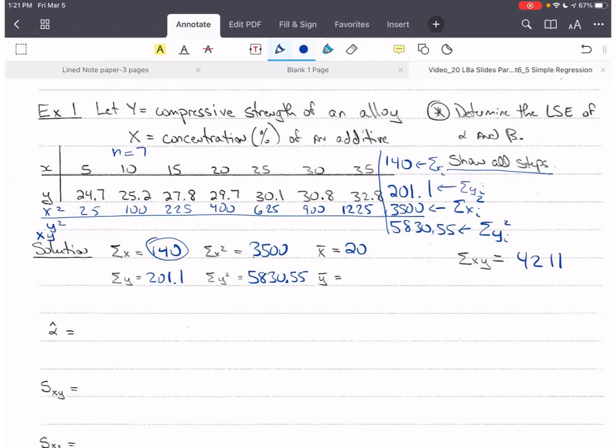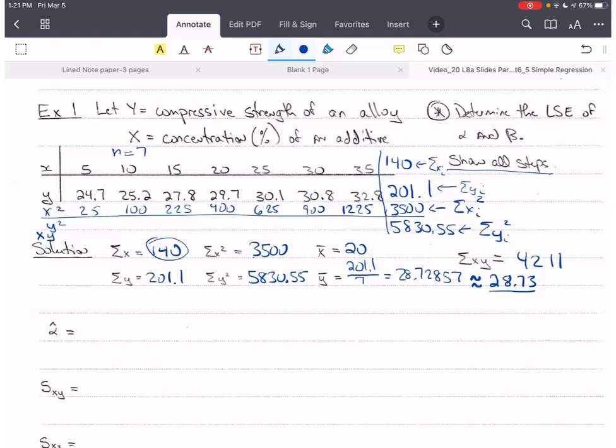We have y bar, which is going to be 201.1 divided by 7, and that gives us 28.72857. Now we're going to do something that's not really the best practice here. Just for convenience of this example, we're going to round this to 28.73. Well, I guess we can do this because we're using this as an estimator. We're not using it in any other calculations.